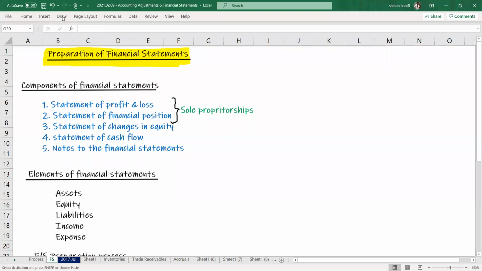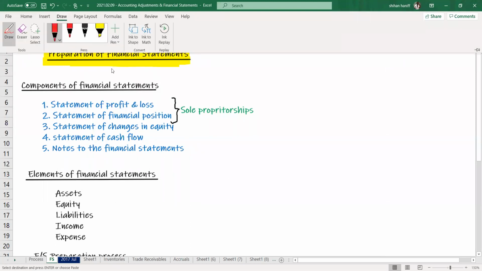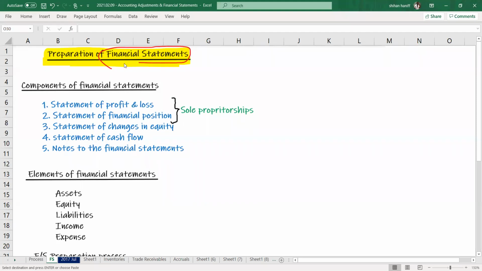So when it comes to financial statements, we have the components of financial statements. Basically, there are 5 components: statement of profit and loss, statement of financial position, statement of changes in equity, statement of cash flow, and notes to the financial statements.